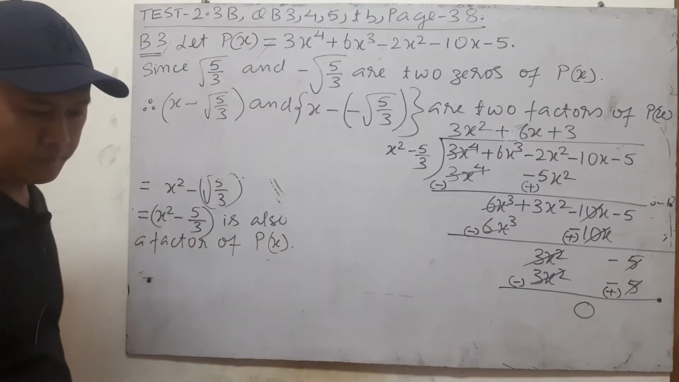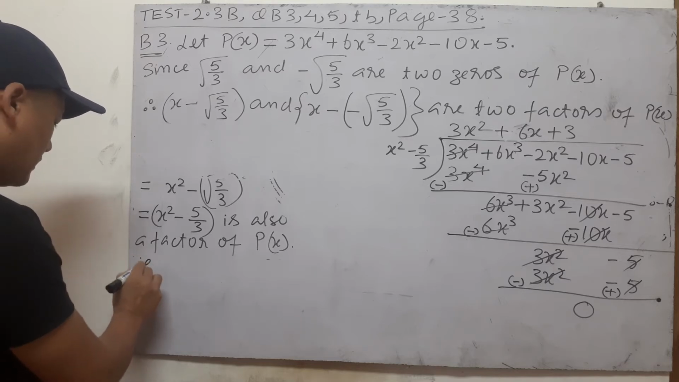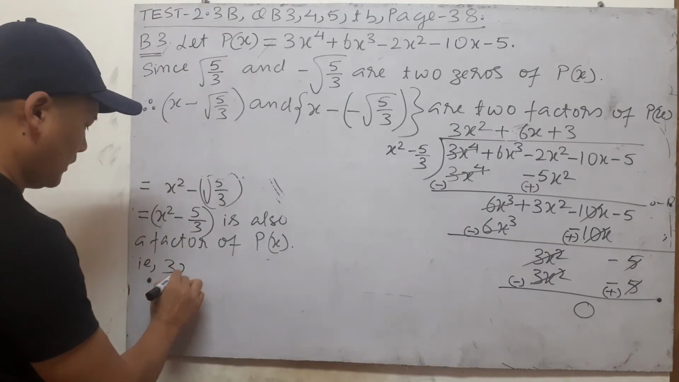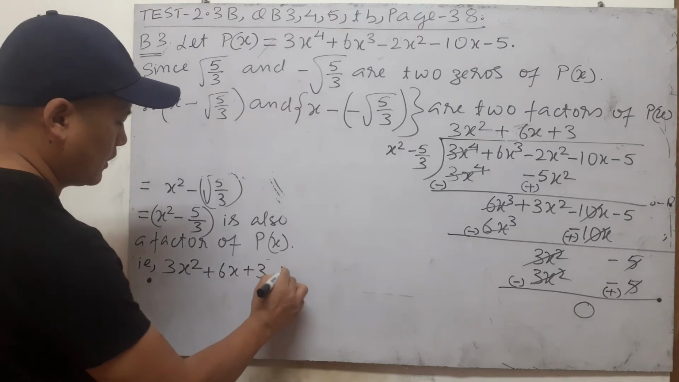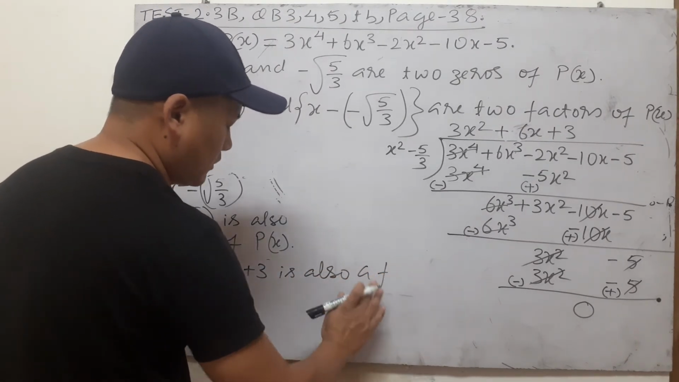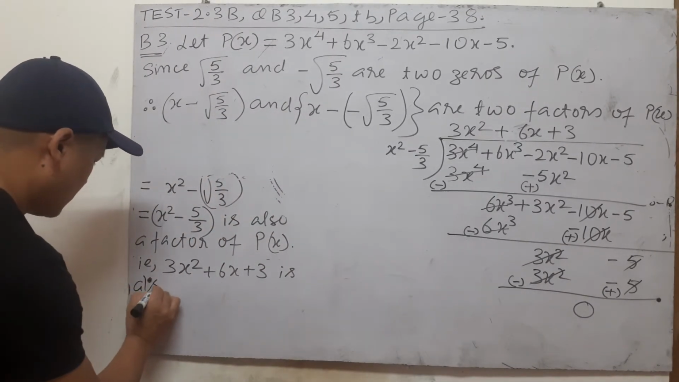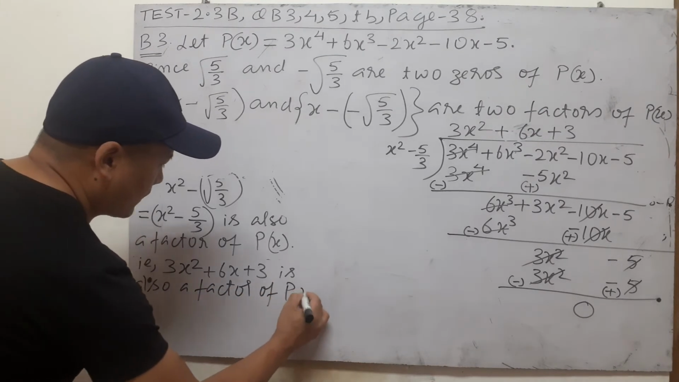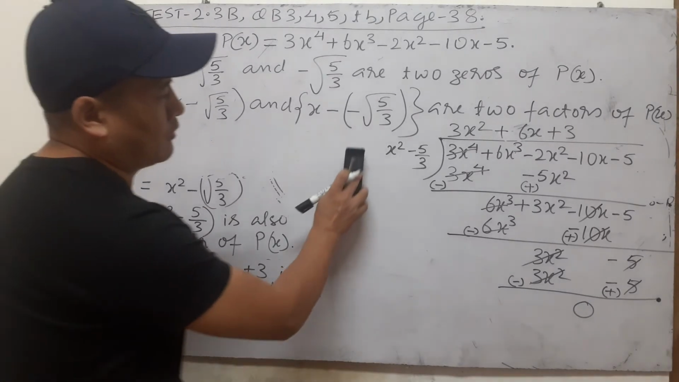So here, now we're going to get this quotient here, 3x squared plus 6x plus 3, which is also a factor of p of x.